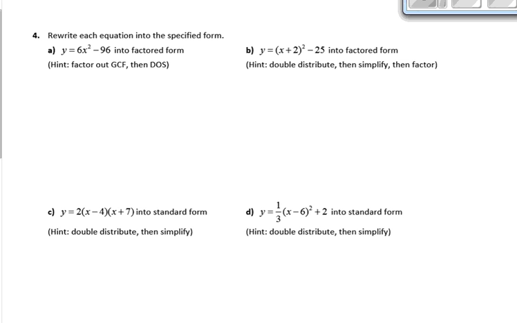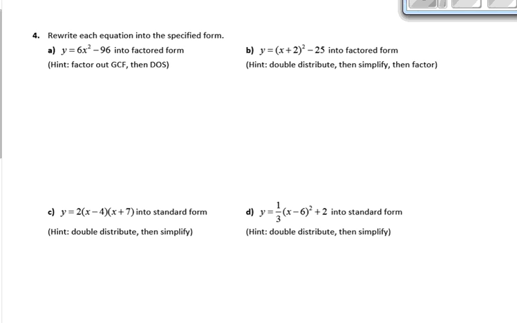This video is covering the second part of the quadratics review. I'm just going to be doing number 4 here, all 4 parts, A through D. So this question is actually a little bit different than what we've seen in class, but you can definitely do it because everything's review. So what we're going to be doing is rewriting each equation into a different form.